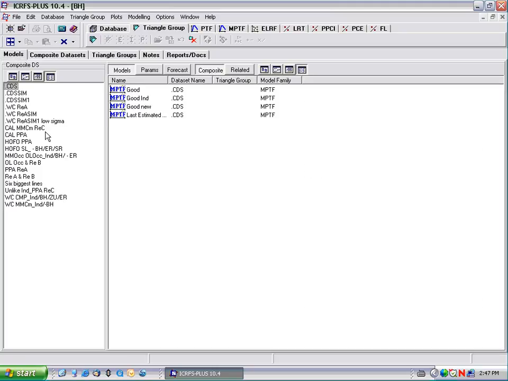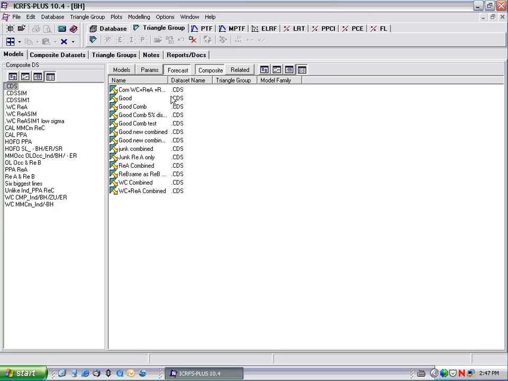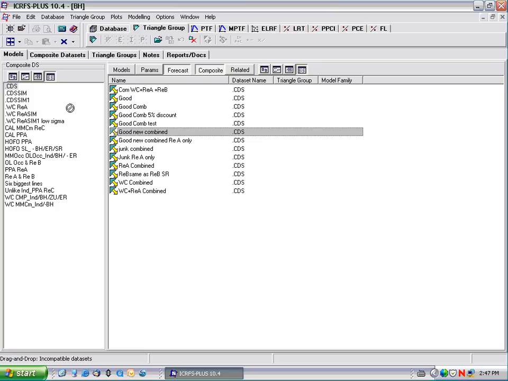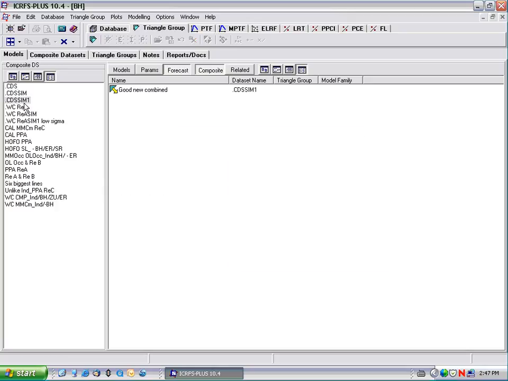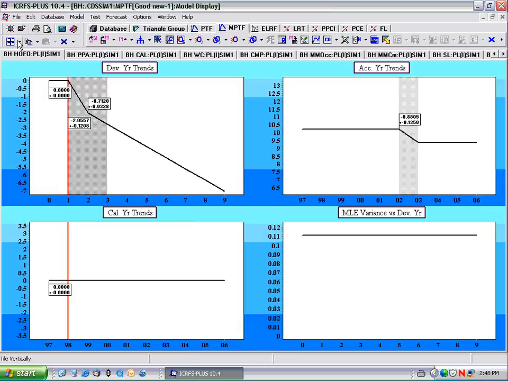However, I do have already a model which we call good new, a composite model, which will drop onto the simulated composite data set. And not only that, we also have a forecast scenario going forward from the real composite data set. Let's go to forecast. And our forecast scenario we called good new combined. Let's copy that also onto the simulated composite data set. So now we can go to the simulated composite data set, go to models and run the same model, and we can do a comparison of the model displays. They're not going to be identical, but statistically they will be the same.